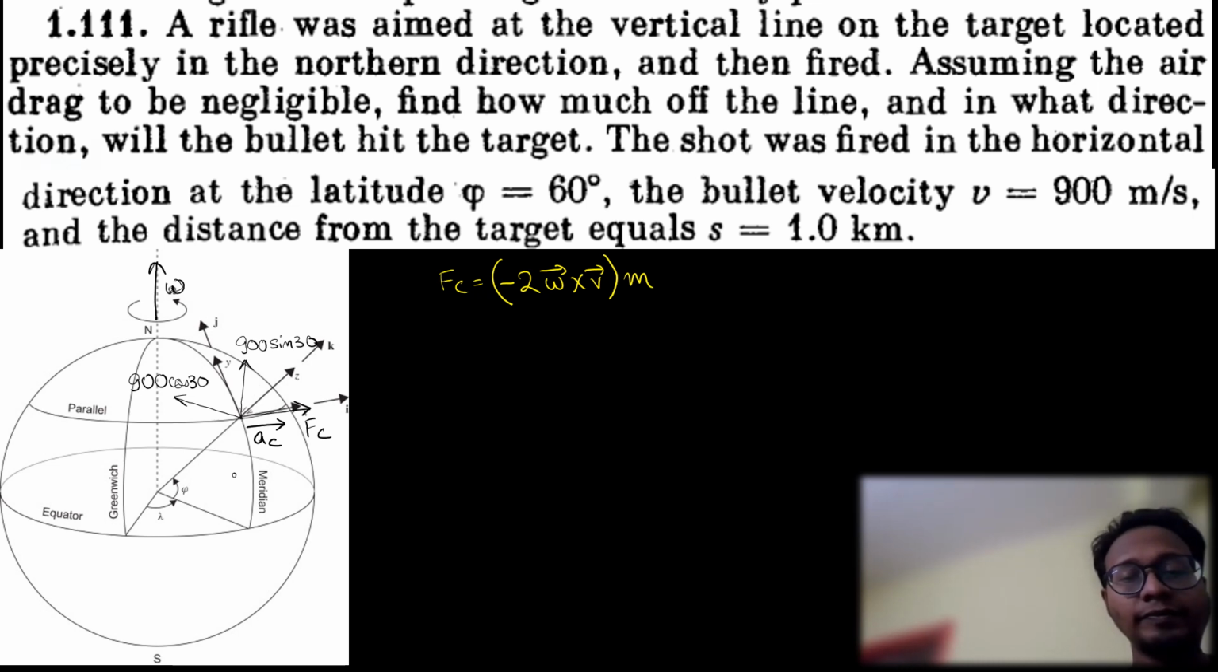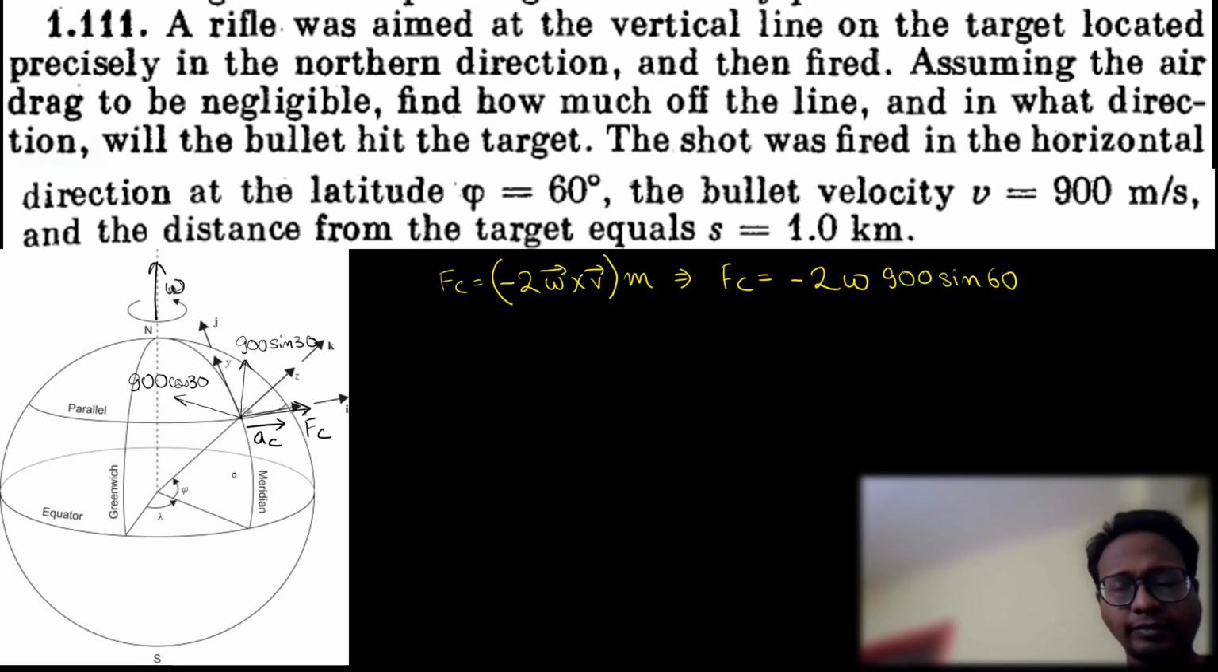So let's find out. Coriolis force, Fc, is equal to minus 2 into omega, where omega is nothing but the rotation of earth, into V. And what is the value of V? The value of V is 900 cos 30. Cos 30 can also be written as sin 60, or 900 sin 60.